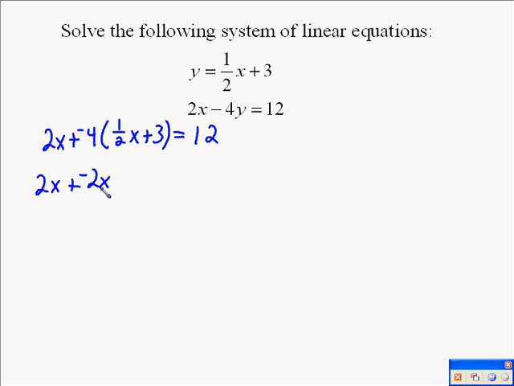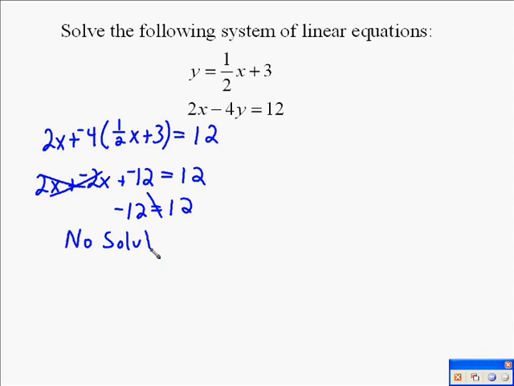plus negative 12. What's interesting, the reason why we did this by substitution also, is 2x plus negative 2x is 0. The x disappears. All you're left with is negative 12 equals 12, which is not true. And that means that there is no value for x and y that make both of these true. So we write no solution is what we say for that.